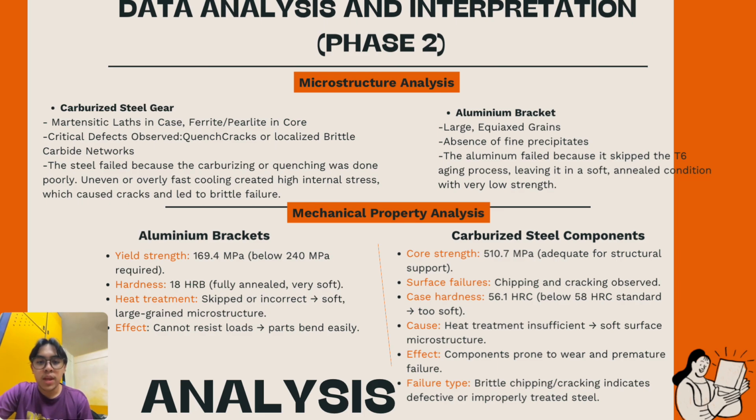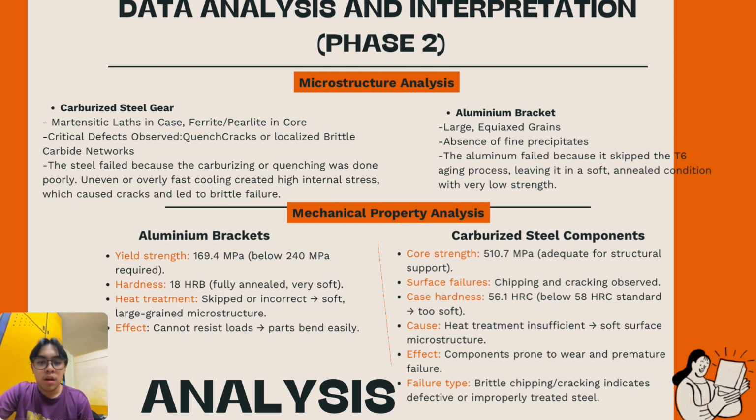Now, moving to the mechanical properties. Aluminium bracket. The aluminium bracket recorded a yield strength of only 169.4 megapascals, which is below the required 240 megapascals. Its hardness is 18 HRB, meaning it is fully annealed and very soft. Due to the incorrect or skipped heat treatment, the bracket developed a large grain microstructure and therefore cannot resist load, causing it to bend easily.